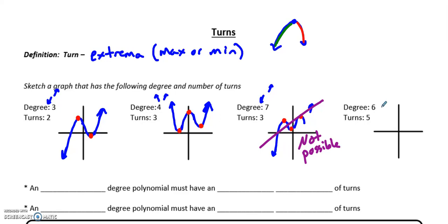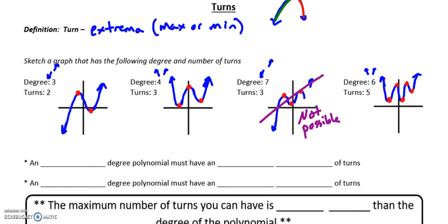Last example quickly, just to see a whole bunch of turns. Degree 6 would be up, up. It has to be the same end behavior, so it's going to be up on both sides. I need 5 turns, so I'm just going to start turning. I get 1, 2, 3, 4, and 5. Takes me back up. So I can count them here too, just to make sure. 1, 2, 3, 4, and 5.